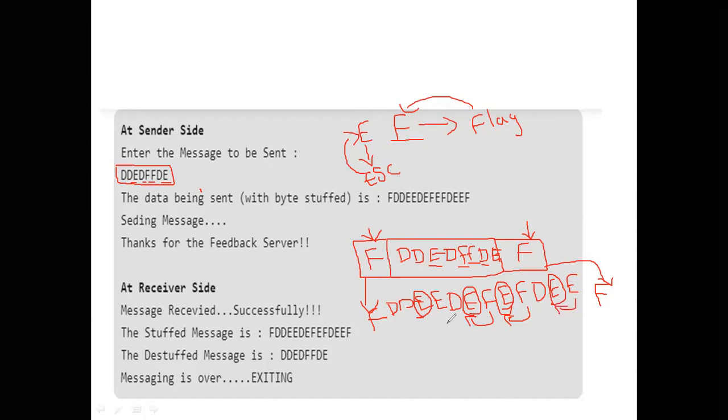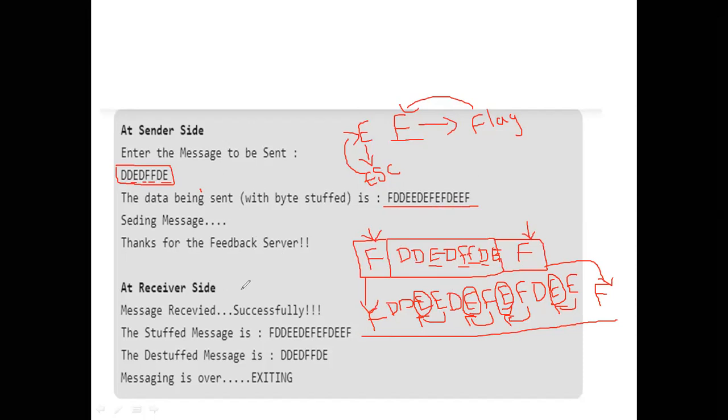Understood? Like this way we can add. So after stuffing, the data is like this. Okay, so this is the data. So this is at the sender side.